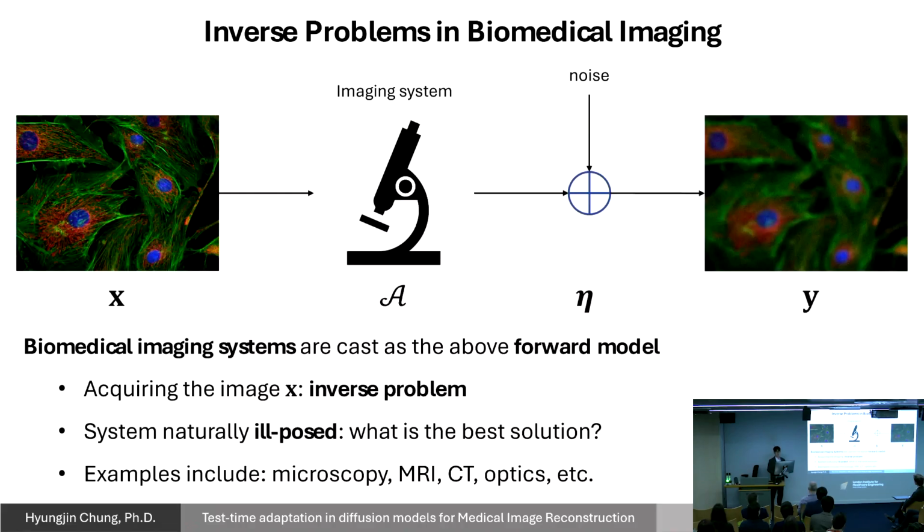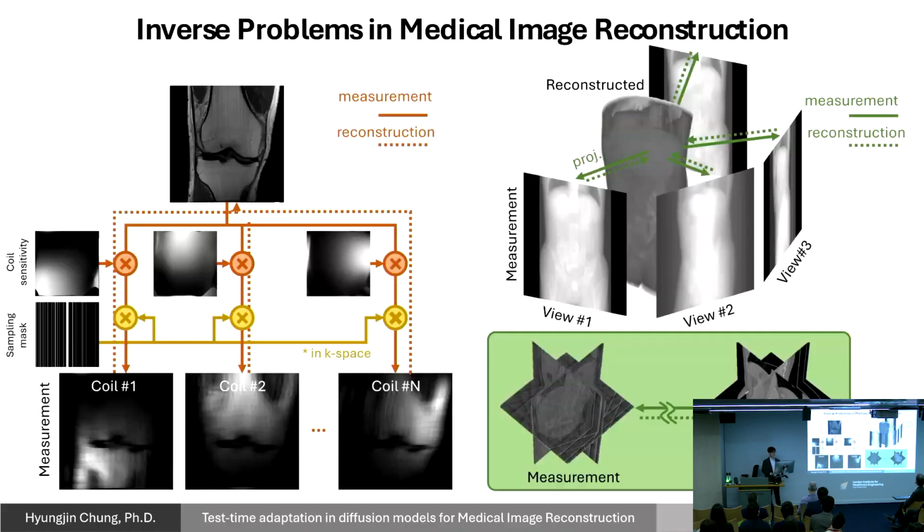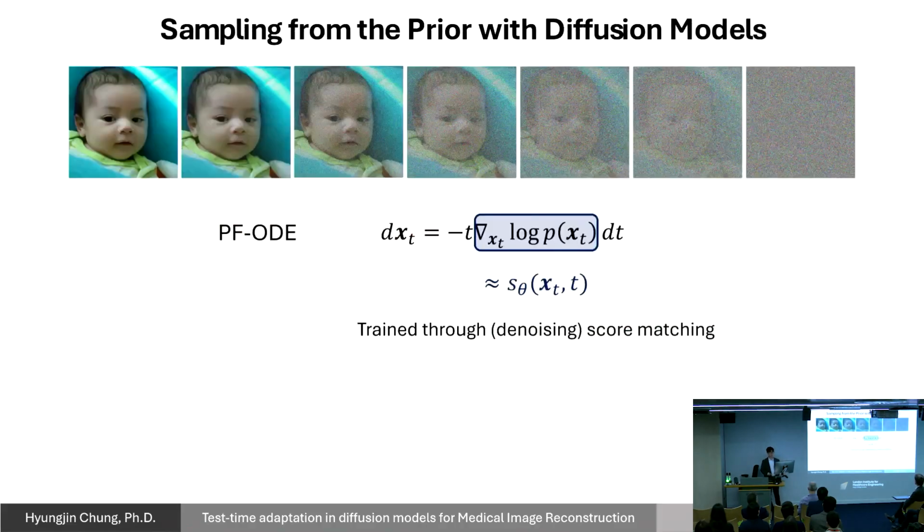But for us, we don't really want to get a random sample from a diffusion model. We typically want to sample from the posterior, where you have a measurement y, and we want to sample a good image that respects this measurement process. And today I'm going to talk mostly about MRI reconstruction and CT reconstruction as representative examples of linear inverse problems in medical imaging.